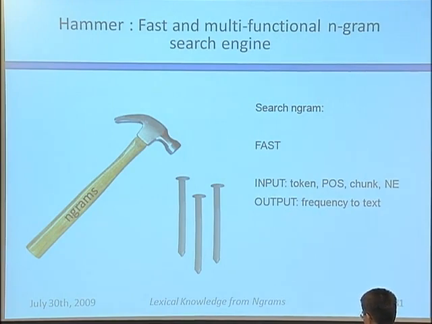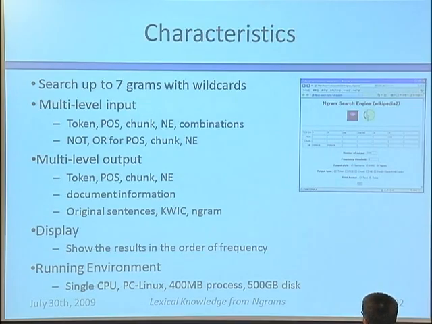The input to the search engine can be not only tokens, but also part of speech, named entity, and chunk information. And in terms of output, you can not only get the frequency count, but we can link you to the direct text of the Wikipedia. So here are a few salient features of the search engine.